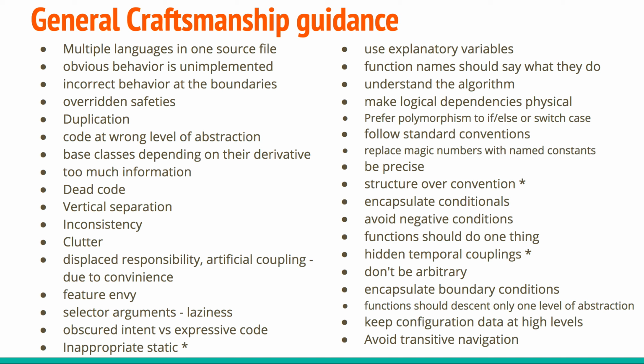Functions should descend only one level of abstraction. Again, Law of Demeter. Keeping configuration data at the high level will help you to change that configuration at any time without your downstream classes having to change or know about it. And avoid transitive navigation. Again, this is the Law of Demeter.